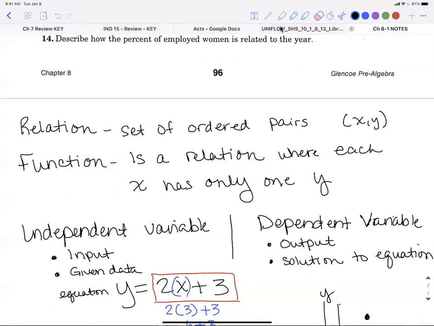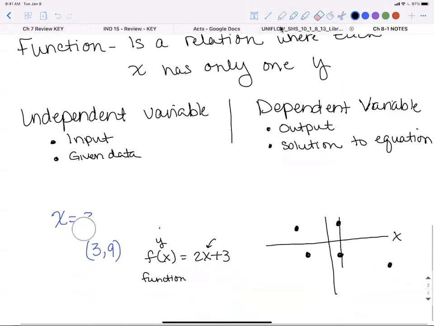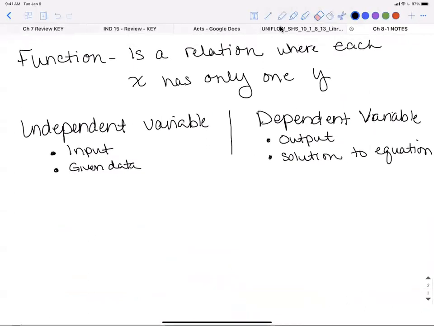Go ahead, I'll erase some of this because we're not there yet. This is from first hour. But I want you to write what I have there so far. Slide it up a little bit. We have an independent variable and a dependent variable.